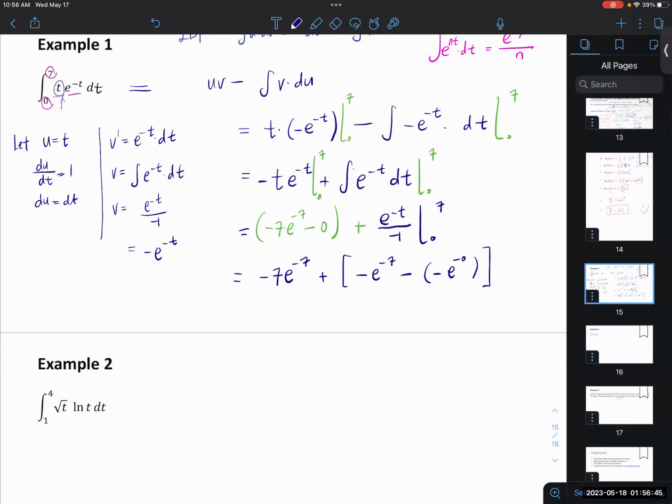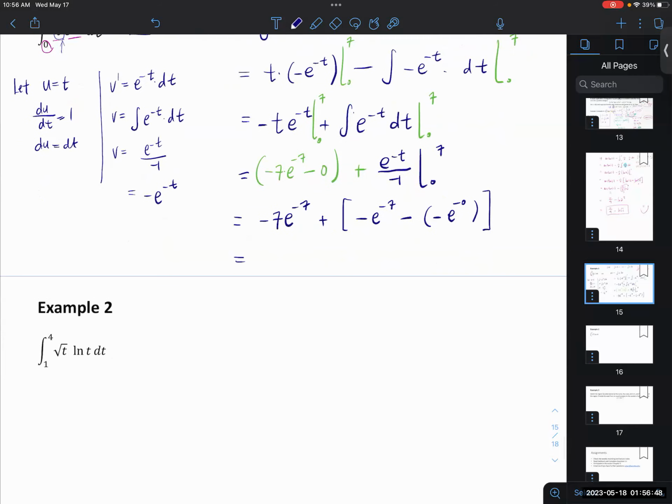All right, so we got this negative 7 e to the negative 7, and then minus e to the negative 7, e to the 0, this is going to be 1. And then double positive, so that's your final answer. We can combine these two. So negative 8 e to the negative 7 plus 1. Beautiful, that's your final answer.